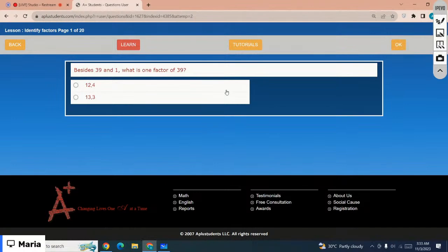Got it? The correct option is 3 and 13. They are the factors of 39 because when you multiply them, they make 39. Got it?